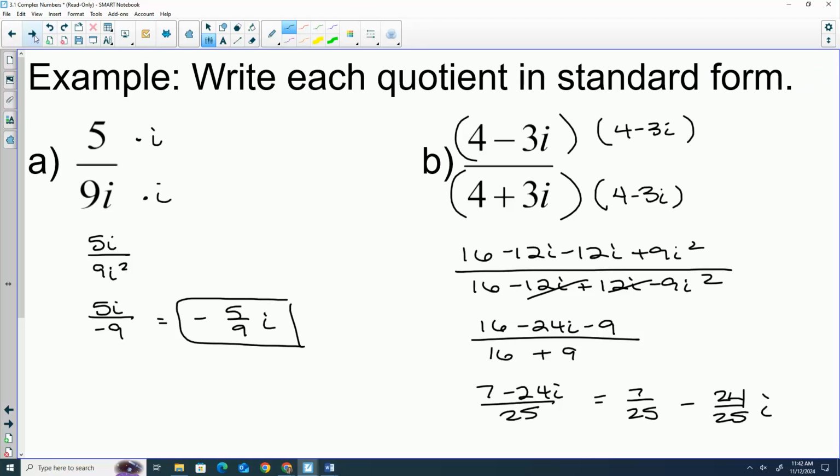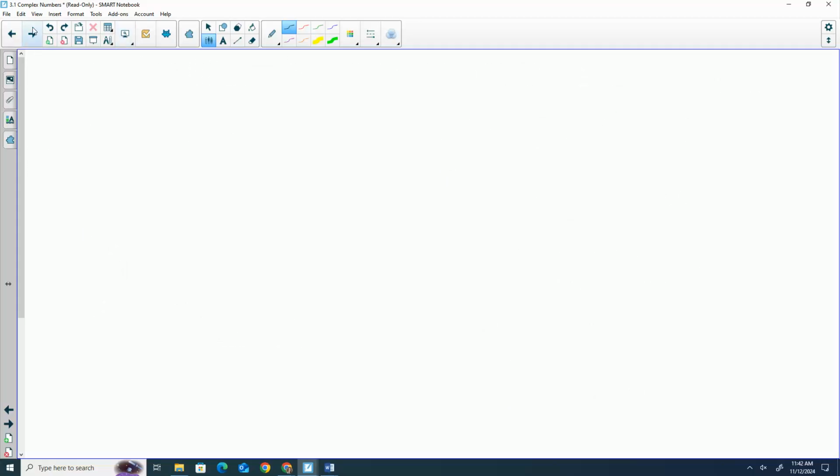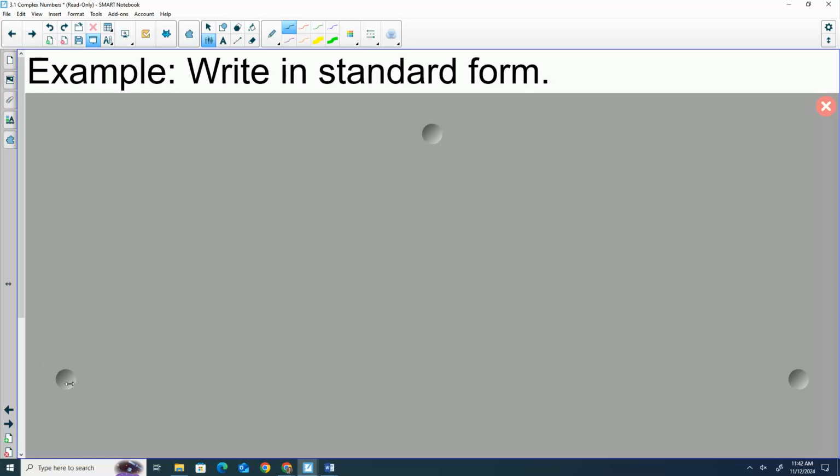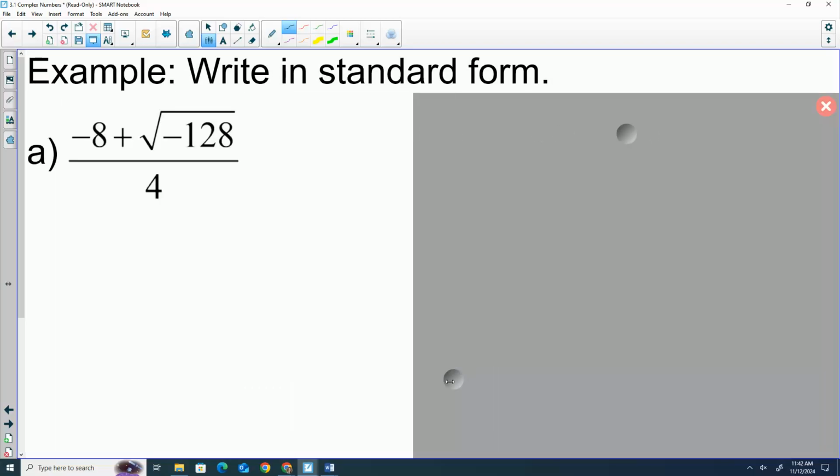The next thing, in coming sections we'll be solving quadratic equations, and so sometimes we use the quadratic formula for that, and we will end up with expressions that look like this. So I wanted to make sure we could simplify something like this.